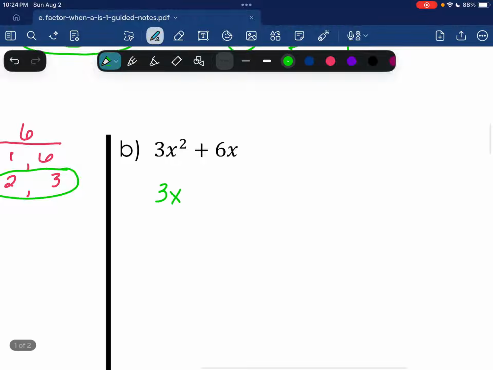Now, x plus 2 is just a linear binomial. There isn't anything that can be factored in here, so we can't work any further. So that is it.